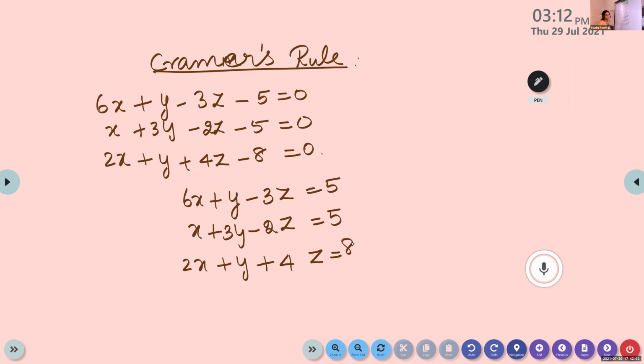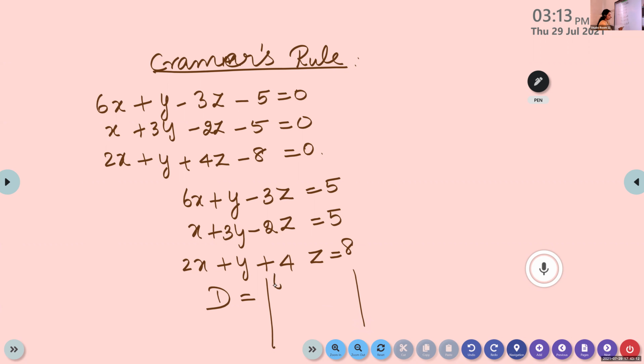Okay. First write in general form. Now listen, children, don't write, first listen. Then I'm going to find out the determinant D. What is the D matrix? D is only the coefficients you take. You take only the coefficients of x, y, z.